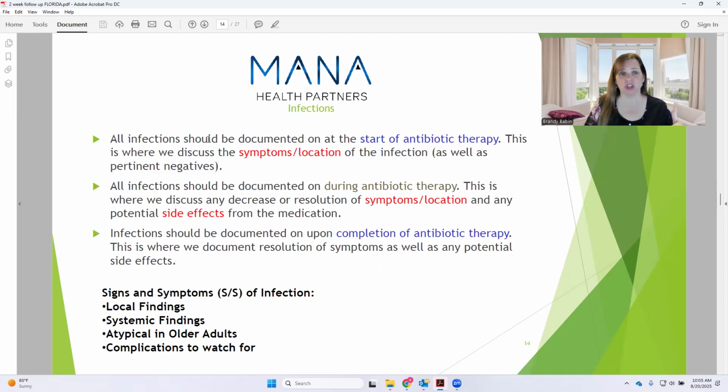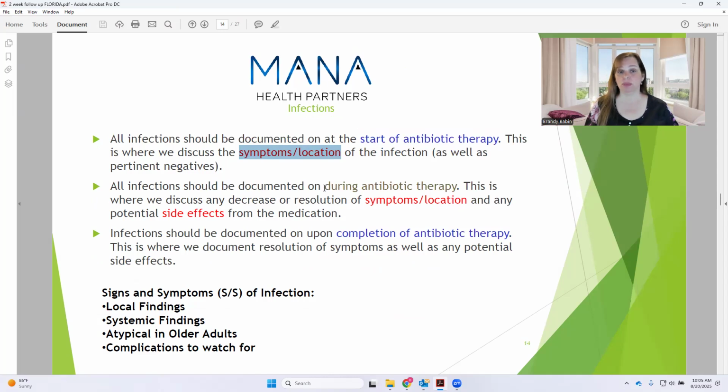So all infections should be documented at the start of antibiotic therapy. So if the doctor comes in and puts them on antibiotics, the very next day, you would want to say patient started on antibiotics per MD related to whatever. So this is where we discuss the symptoms and the location of the infection, as well as any pertinent negatives. And I'll show you what that can look like in just a minute.